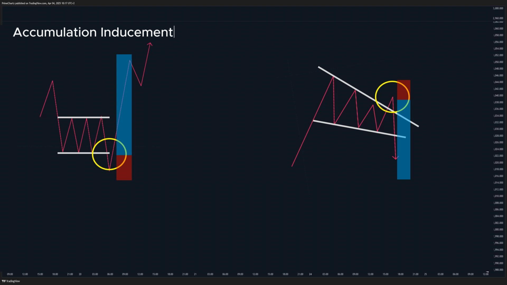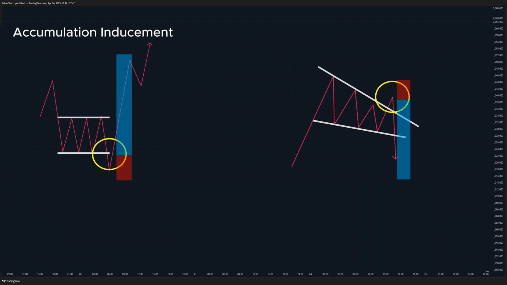Now, let's take a closer look at accumulation inducement on the left side of the chart. We see that price accumulated for a while, moving sideways and building up orders. This type of movement traps both buyers and sellers, making them anxious for a breakout. Then boom, price suddenly breaks below the accumulation zone. At this point, sellers jump in, thinking the market has finally gained momentum for a strong drop. But here's where the trap gets them.